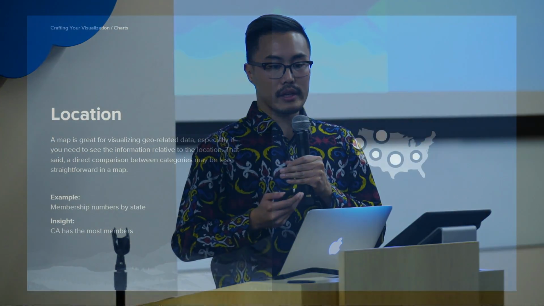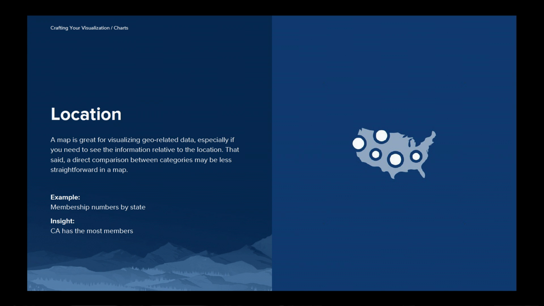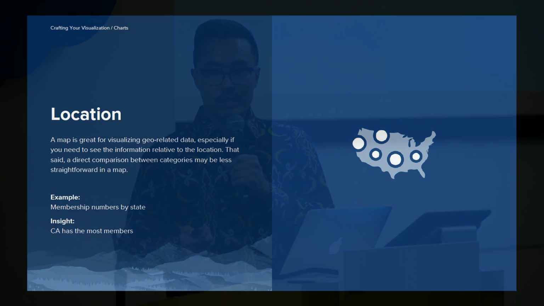And location. We are all familiar with maps, and a map is great for visualizing your related data, especially when you need to convey that information relative to geographic location. Sometimes you don't have to use a map, especially if, for example, you're just comparing numbers. A basic list or basic bar chart or whatever could be more efficient. But if the geographic location is important, then a map is your go-to.